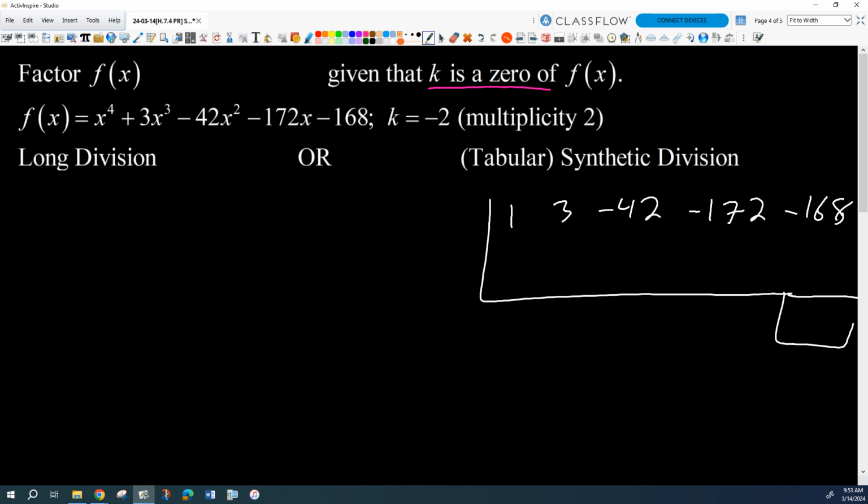We know it's 0 because we're told that k is a 0, right? So we know we've got to get a 0. If we don't get a 0, we're screwed up. We better go back and find our mistakes. It has to be 0, right? What goes out front? -2, yep.